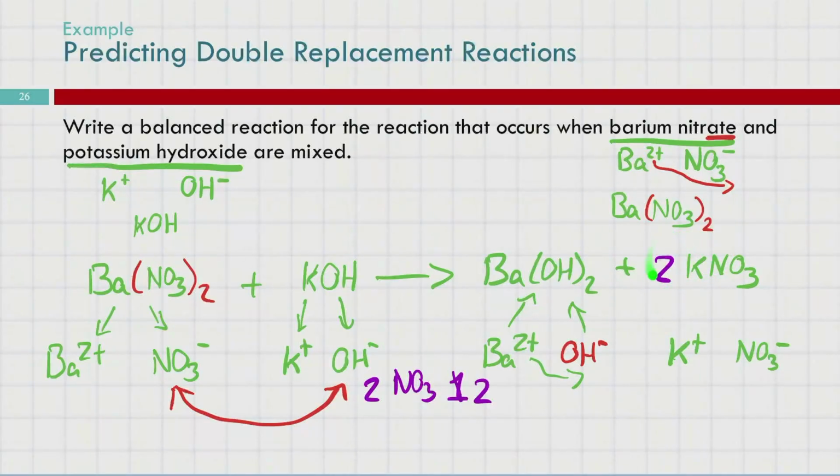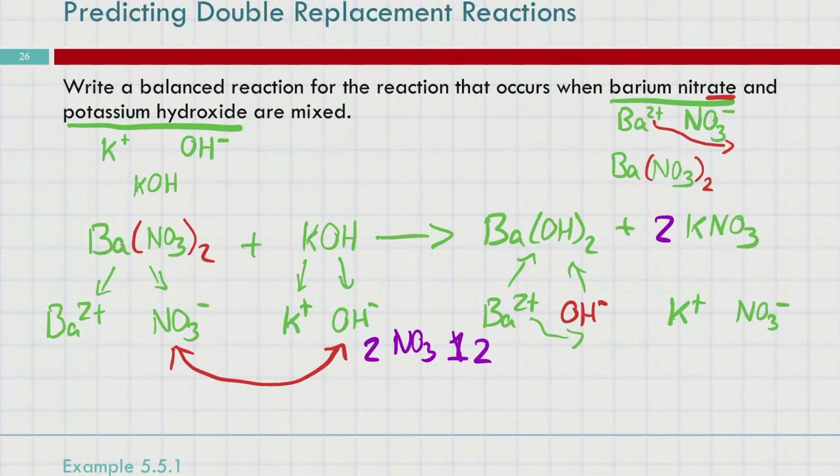When we add this 2 in, it balances our NO3, but it also changes our K. So we have 2 potassiums. Let's balance that next. So potassiums, we've got 2 on the right side. We only have 1 on the left side in this KOH. So we are going to, once again, add a coefficient of 2. So we put a 2 in front of our KOH.